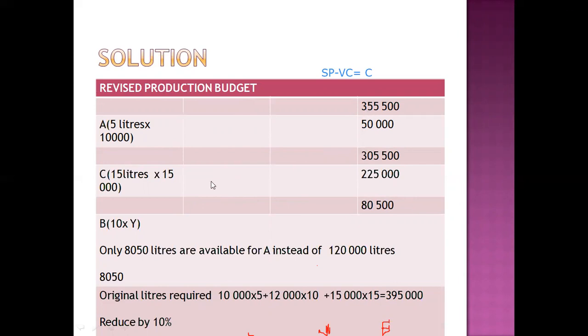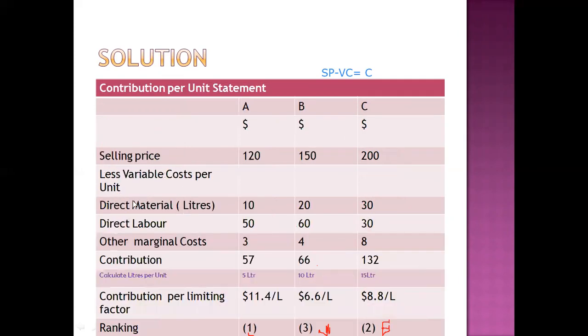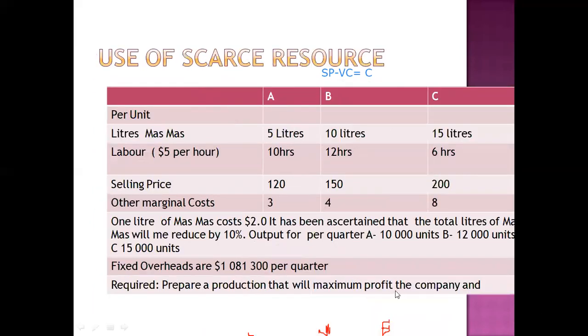Okay, then we are supposed to produce some units of C. Let's go and see. Why are we saying C? C is ranked number 3. C is ranked number what? Number 2, sorry. C is ranked number 2. So when C is ranked number 2, we are supposed to produce all the units of C.